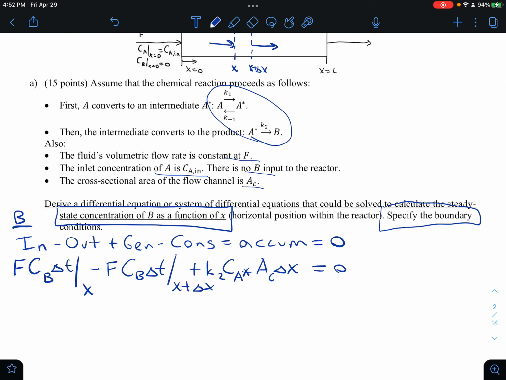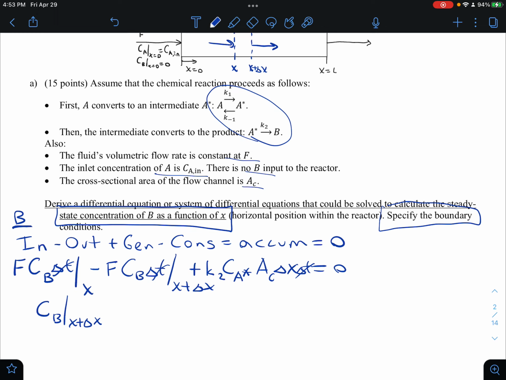To turn this into a differential equation, we have to generate the definition of the derivative. So what we're going to do is divide through by F. We're going to move this stuff to the other side of the equation. So I'll change that to the left-hand side. So I'll say CB at X plus delta X. Oh, by the way, this would also be a rate. So to get a total amount, I would need a delta T, and the delta T's can actually cancel.